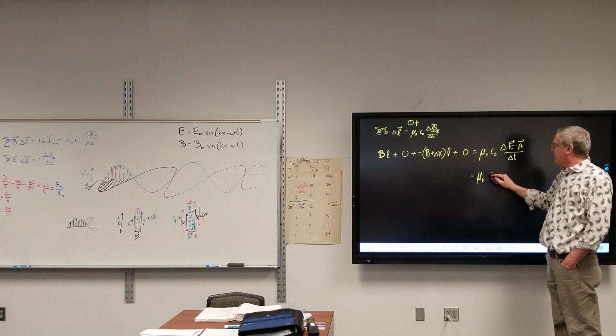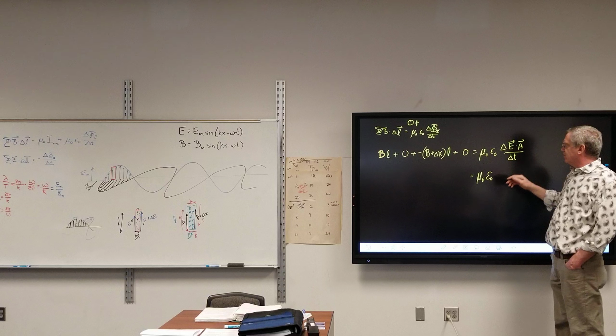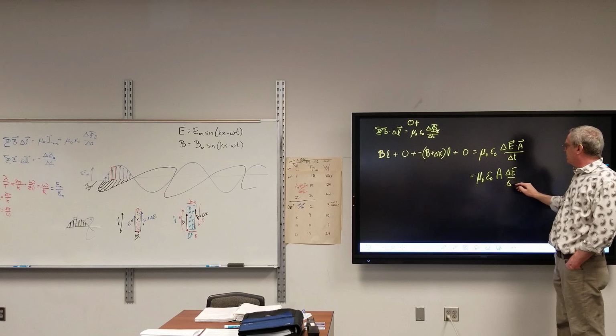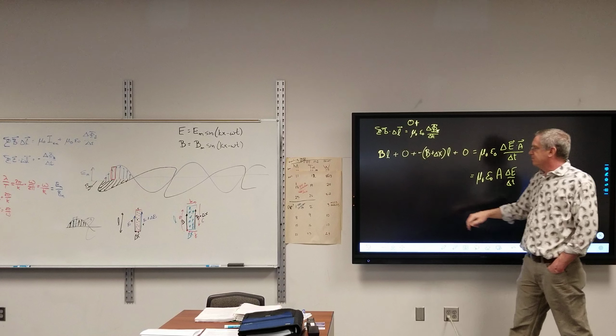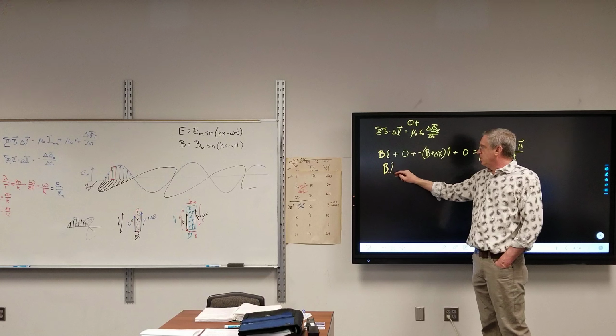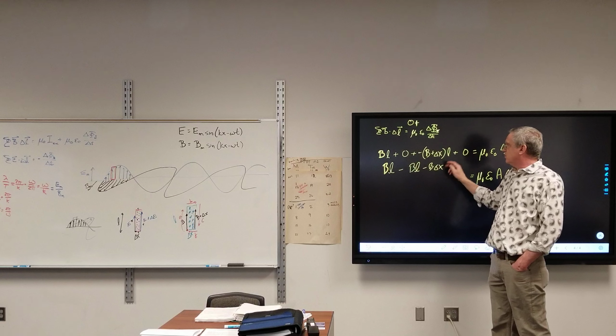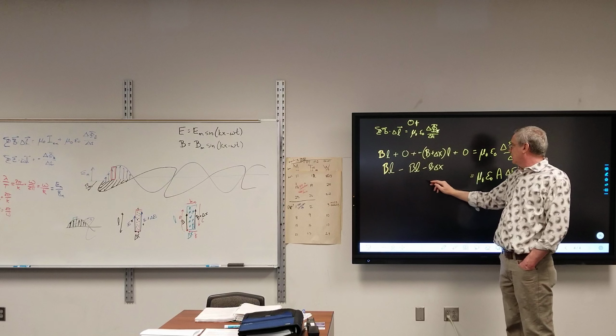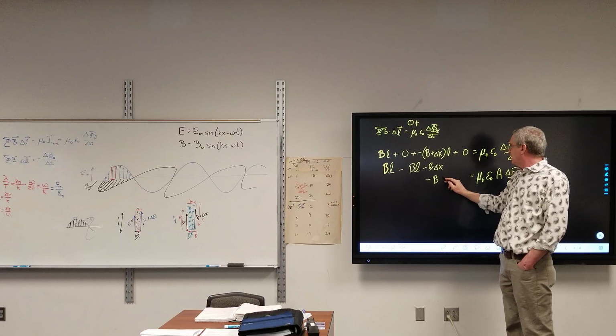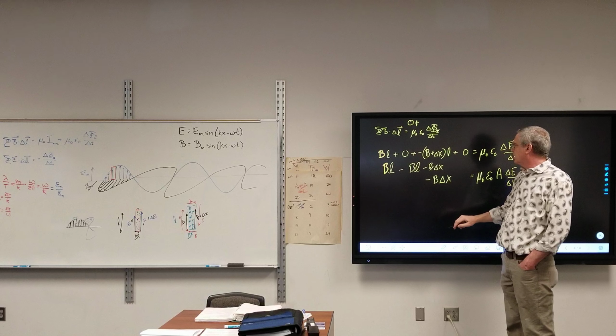So this becomes mu naught epsilon sub naught, my area vector is constant, delta E over delta T. And on the left-hand side, I have BL minus BL minus B delta X, distributing. And so I end up with negative B delta X.